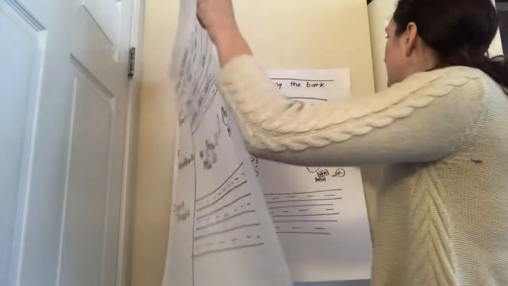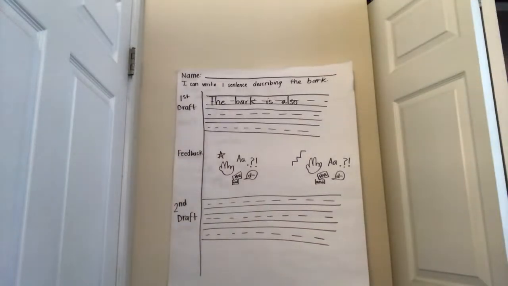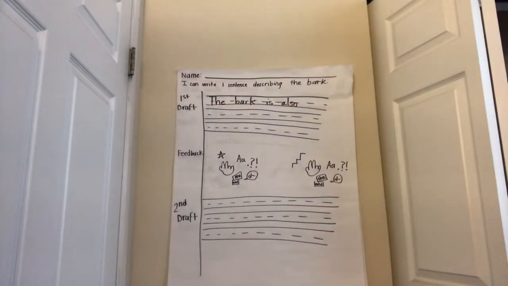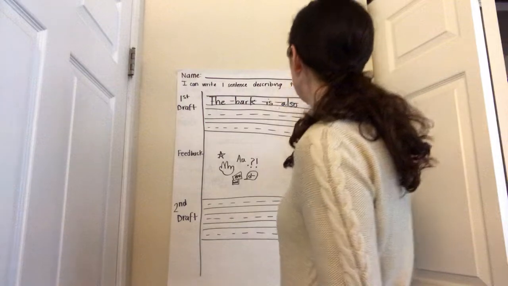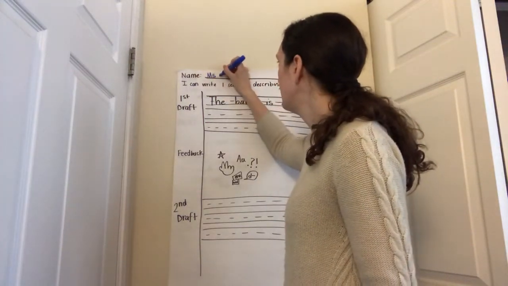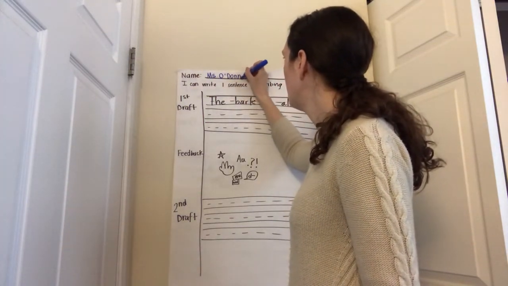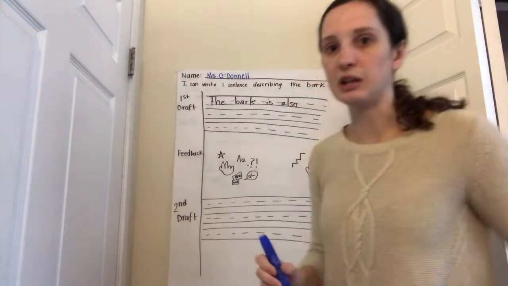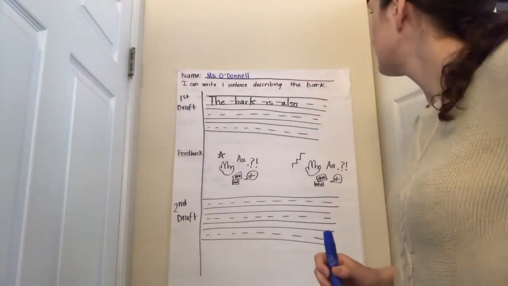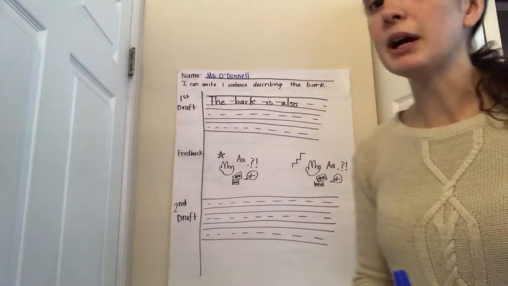All right, moving on to the next one. This one is about bark. Remember, you're only writing one sentence. Right now, I'm just showing you all of them so that you know how to write each part, and everybody's parts are covered. This one says I can write one sentence describing the bark.